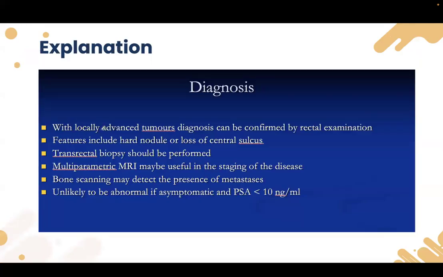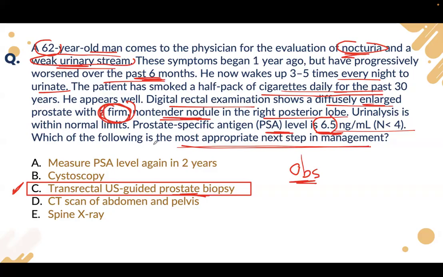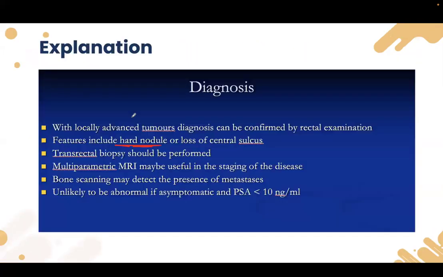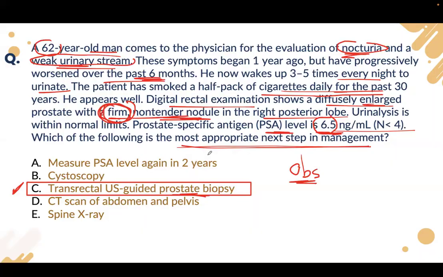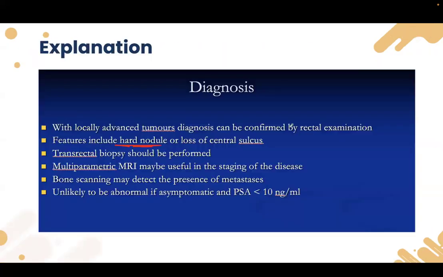So here we have the features include a hard nodule that is non-tender, which is basically here in our patient, they are firm and non-tender in an elderly with obstructive urinary symptoms. So what would we do is that we did a PSA. PSA was 6.5, more than the normal ranges. And then to confirm the diagnosis, we proceed with transrectal ultrasound-guided biopsy.